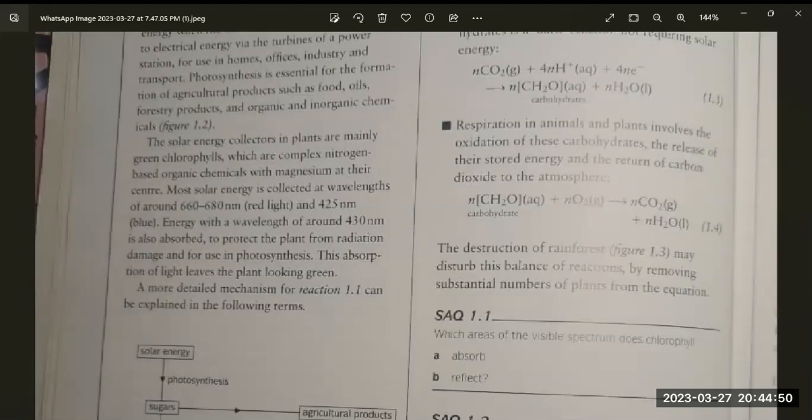We have to really understand fully what is happening. Hear what this part says. The destruction of rainforest may disturb this balance of reaction by removing a substantial number of plants from the equation.